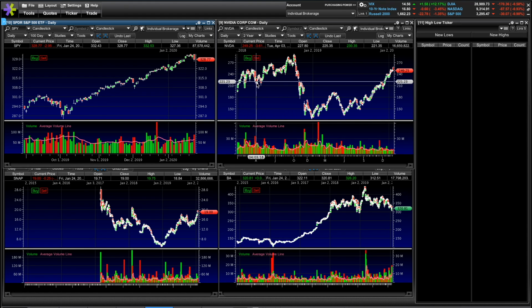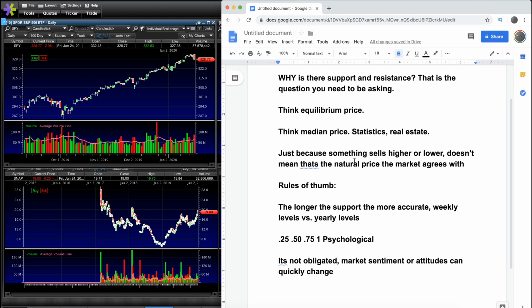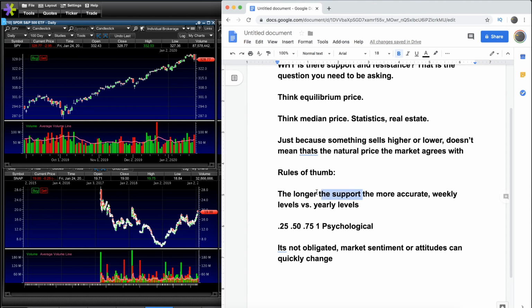But that's also the next thing you've got to be careful for. You could see many times it will test the support and resistance. It doesn't always have to break through, and it doesn't always mean there's a move. So be careful with this sort of technical analysis. But moving forward, like I said, some of the rules of thumb to take into consideration: the longer the support, the more accurate or the more strength that support's going to have, the longer it's had that price level.